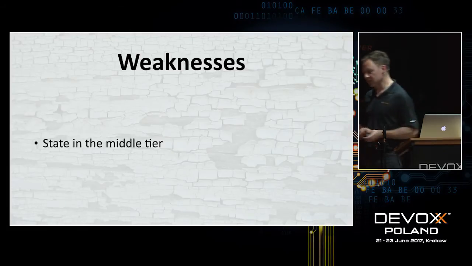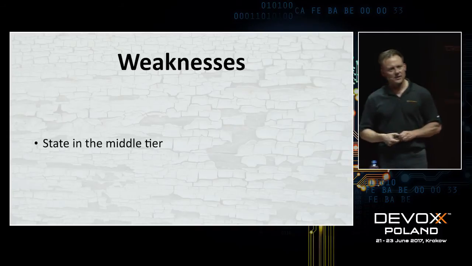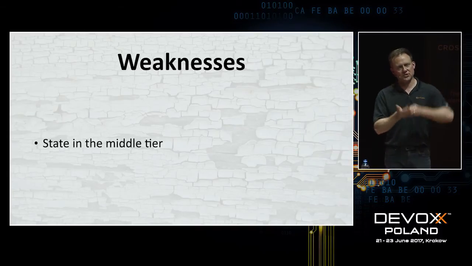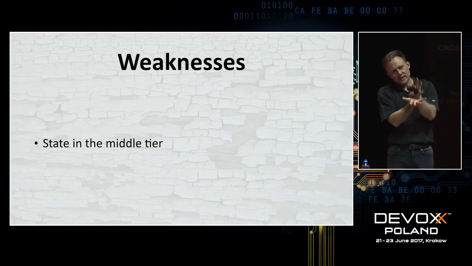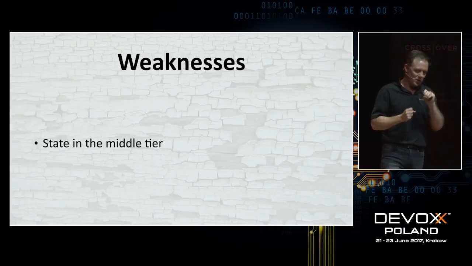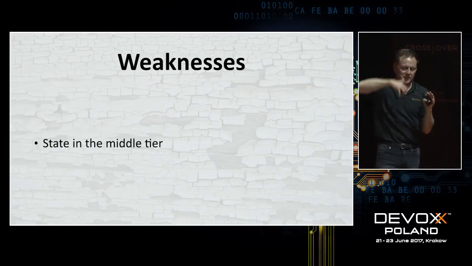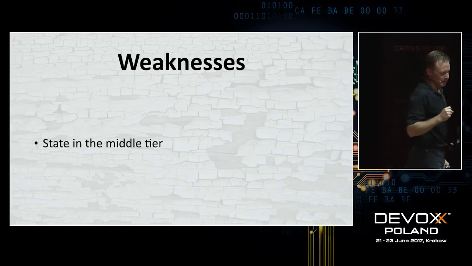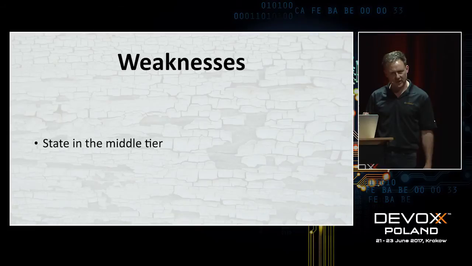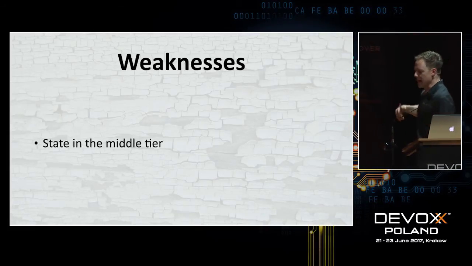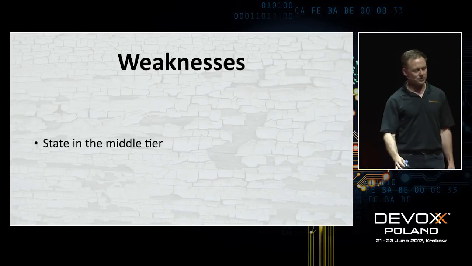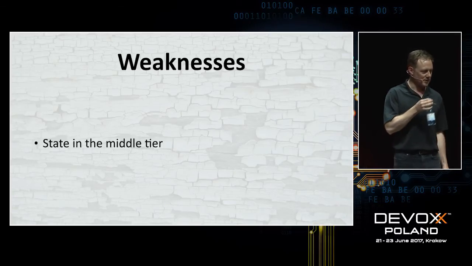What's bad about this? Any state that exists in the middle tier is going to be an impediment to scaling that middle tier. So you have to write those middle tier servers in a way that's stateless, which means all they know is what they get in the request and what they can learn from the database. And that is, of course, harder than it sounds. It's an easy thing to say, but actually doing that and delivering low latency request times is a challenge. So that can be a bit of a problem.